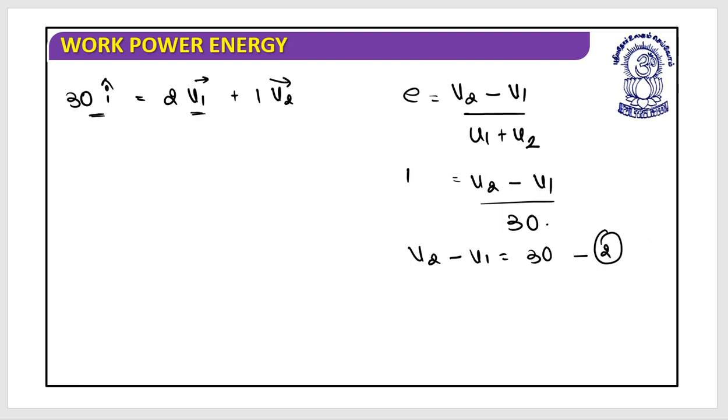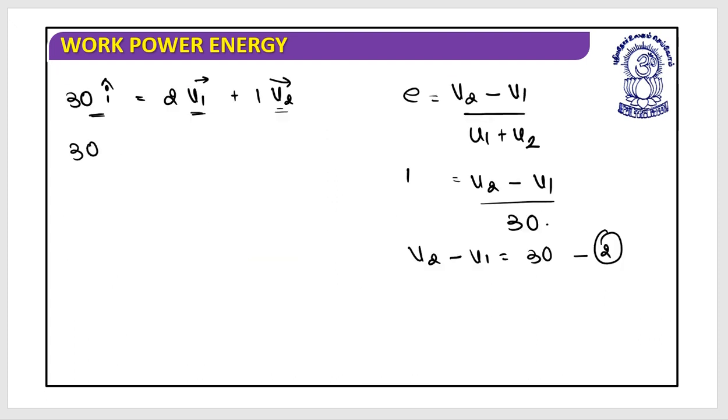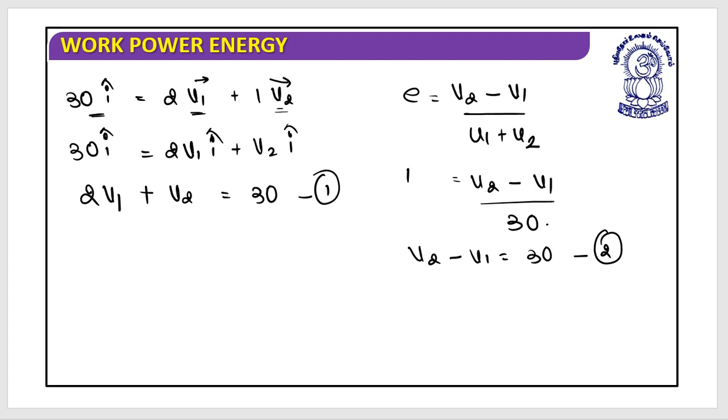As this is in i cap, this is vector v1 and vector v2, but I understood that this is moving in the i cap direction only, so I can write it like this: 30 i cap equals 2 v1 i cap plus v2 i cap. So I have one relation, 2v1 plus v2 equals 30. This is my first relation. This was the second relation: minus v1 plus v2 equals 30. That would be the second relation.